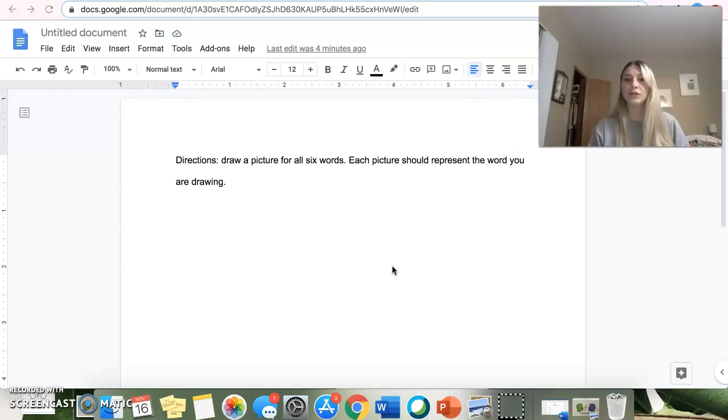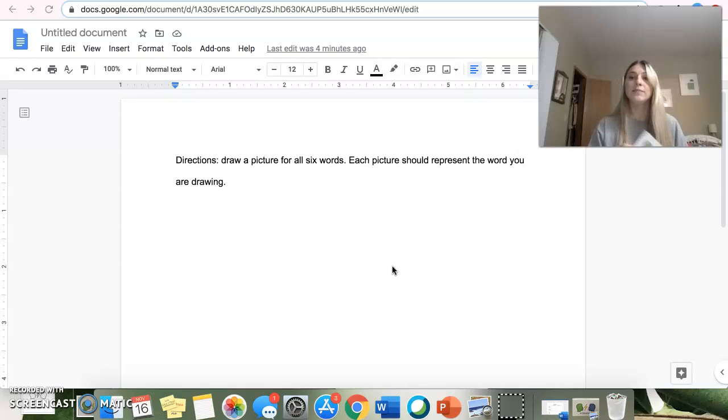Again, the vocabulary terms will be in the description of this assignment, so that way you guys remember what terms we are using. So for the drawing, you're going to want to create one drawing for each of the vocabulary words, and the picture that you create should represent the word that you are drawing.